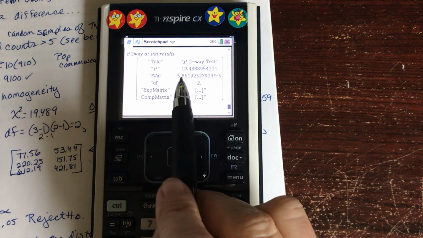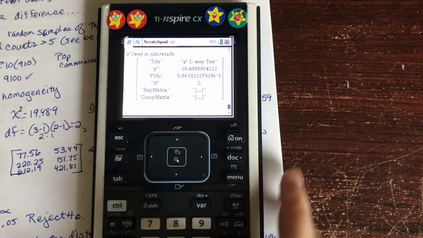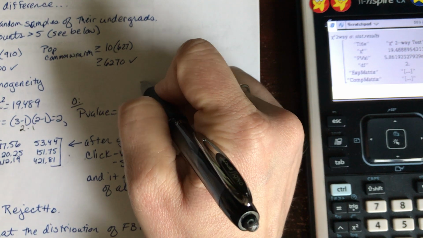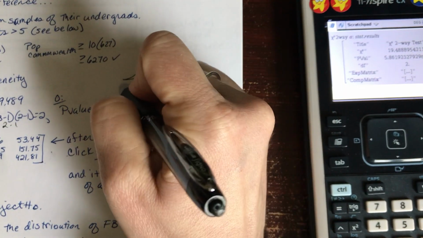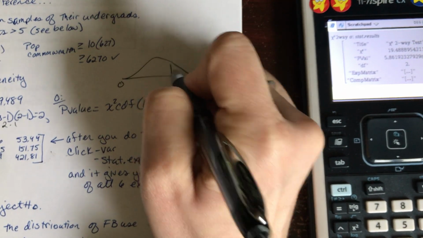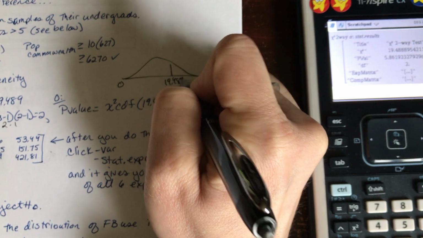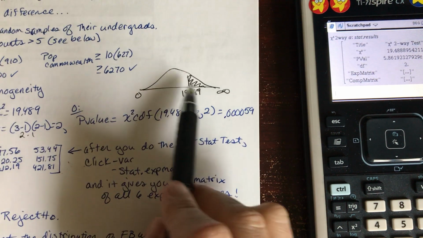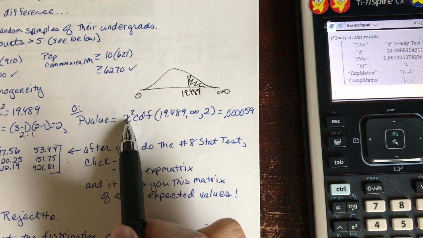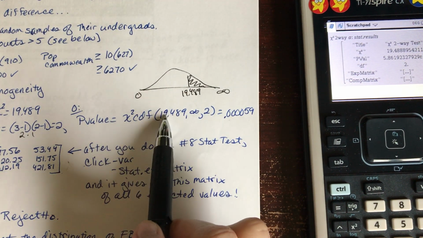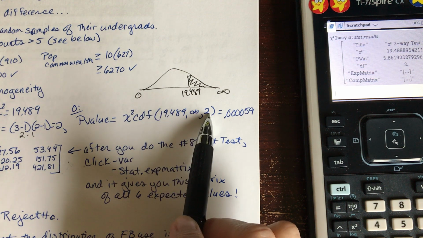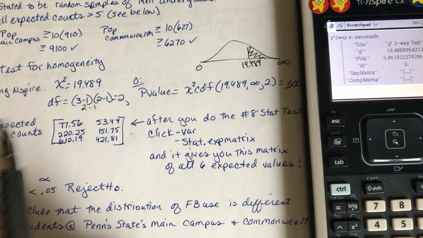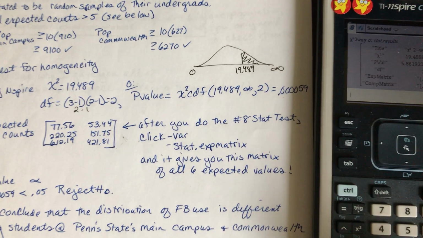Right here is my p-value. Be careful, it's scientific notation, but you also need to understand that this is a right-tailed test, right? Where zero is here, infinity is here. This is my 19.489 from the formula answer, my test statistic that I just got back here. So this is why I did chi-squared CDF from 19.489 to infinity, degrees of freedom 2, and that's where the p-value comes from.